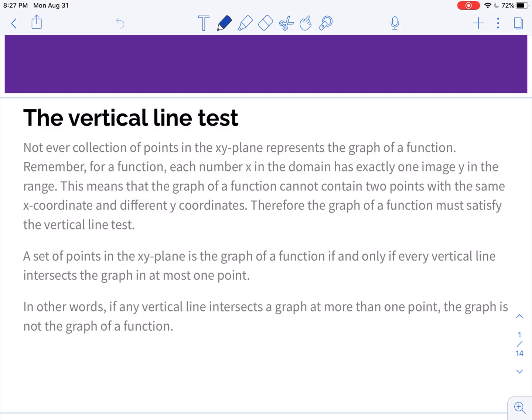So if I'm looking at the graph of a function, I can draw vertical lines. As long as my vertical lines never cross 2 points, then I'm looking at a function. If my vertical line crosses 2 points, I'm no longer looking at a function because my y value has been repeated. And that's not okay. Every input has to have exactly one output.